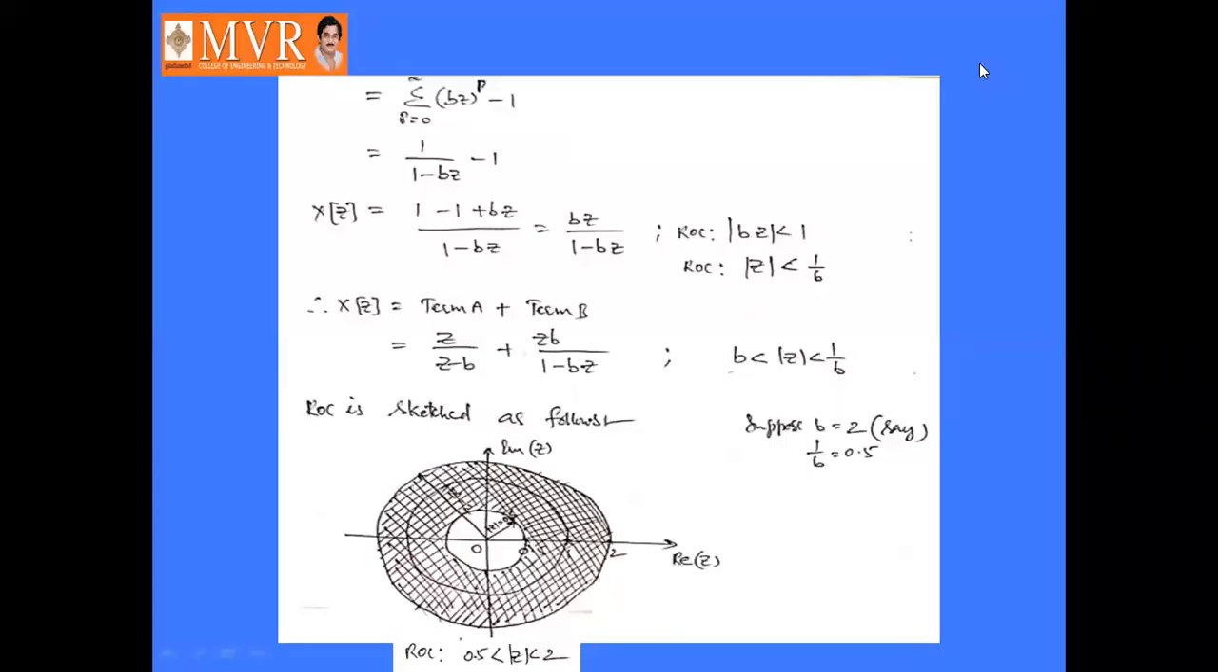By adding these two terms, it is z by z minus b plus zb by 1 minus bz, and here the ROC is in between b and 1 by b. Suppose the b value is 2, then it becomes z by z minus 2 plus 2z by 1 minus 2z. Here b is 2, then 1 by b will be 1 by 2, that is 0.5. So here the ROC is in between 0.5 and 2.